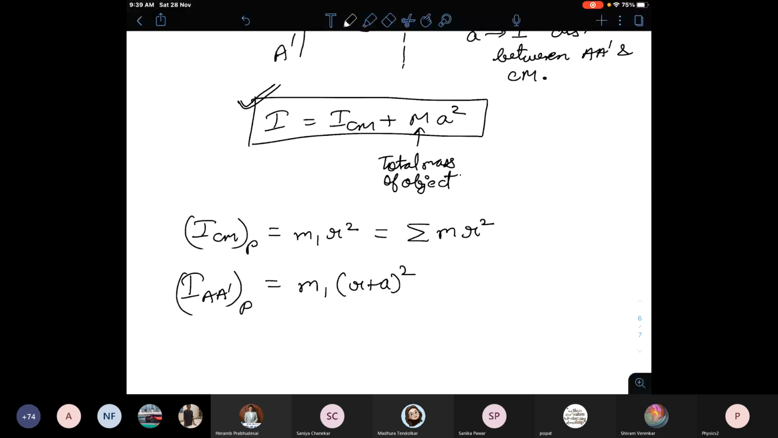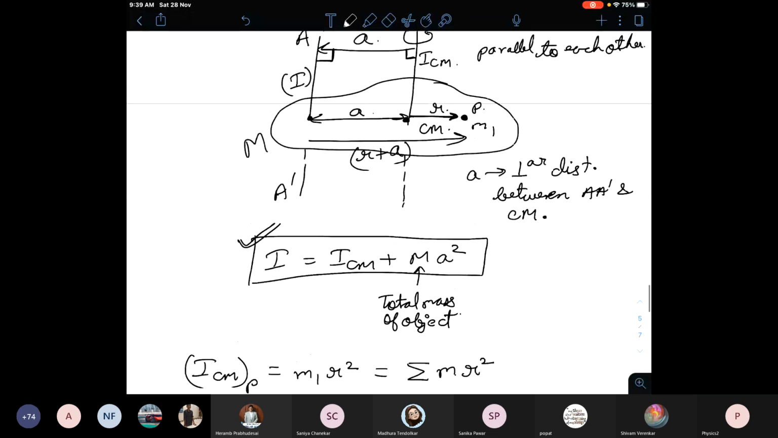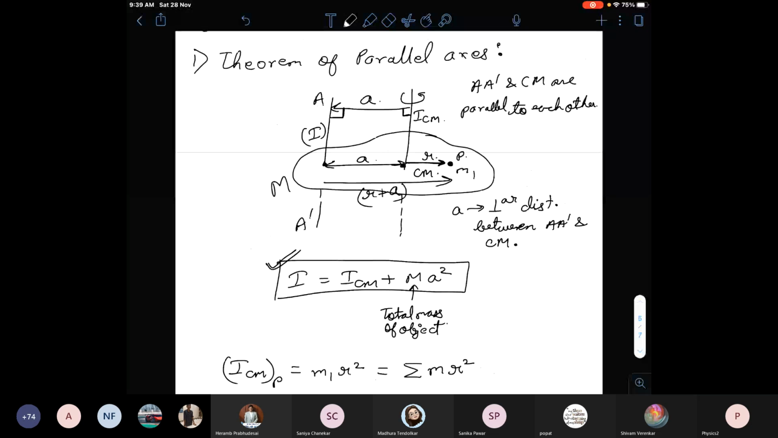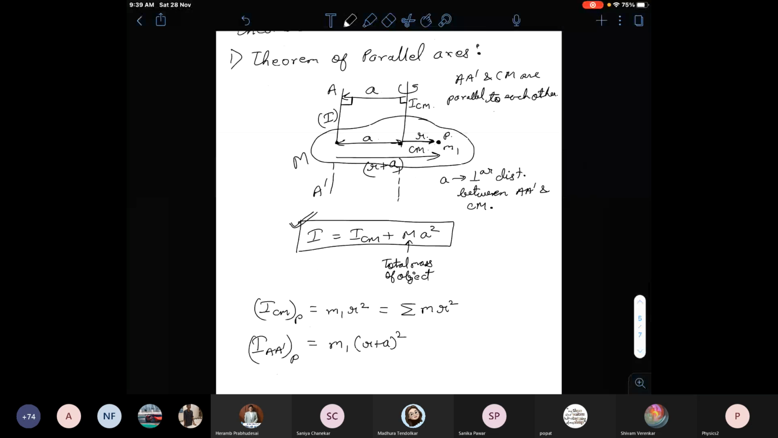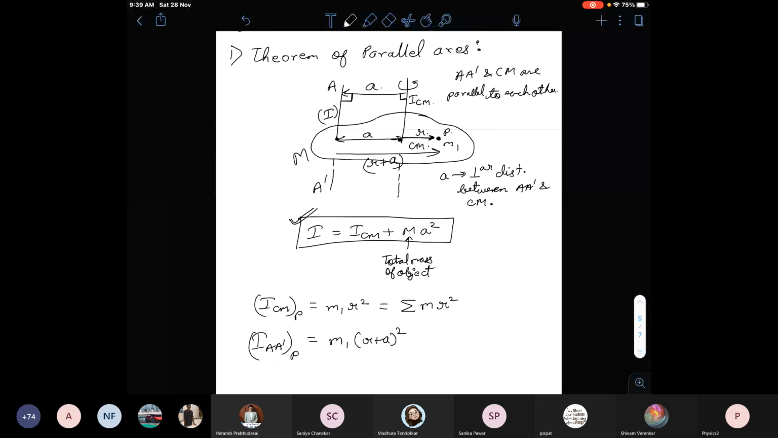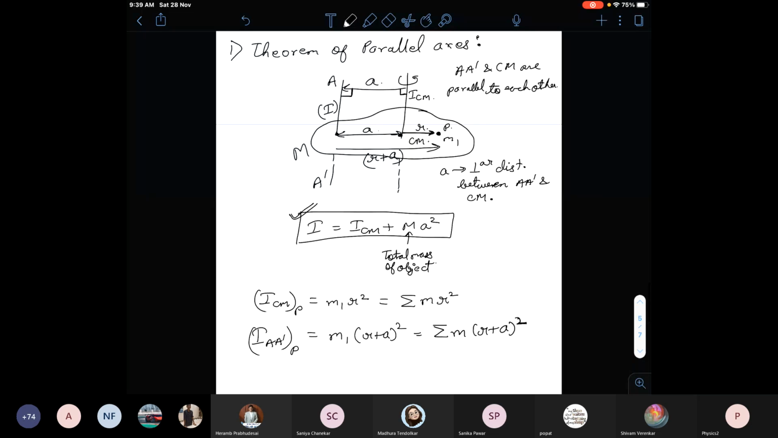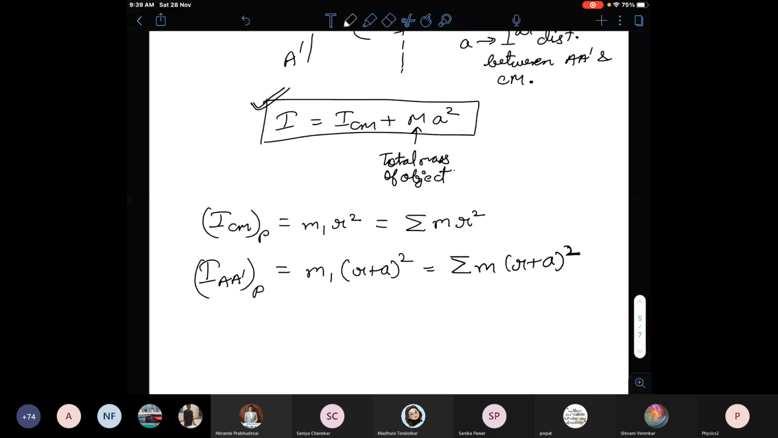In a similar manner, if you want to find the moment of inertia of the whole object, we can just apply summation. Summation m of (r plus a) whole square.